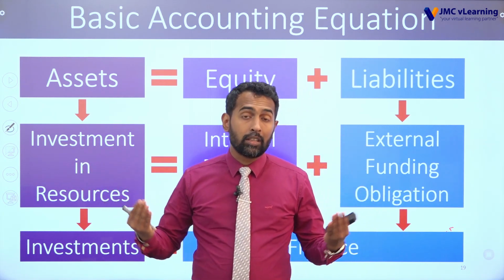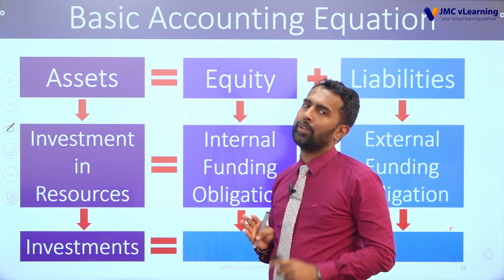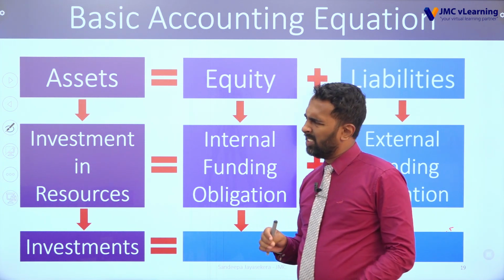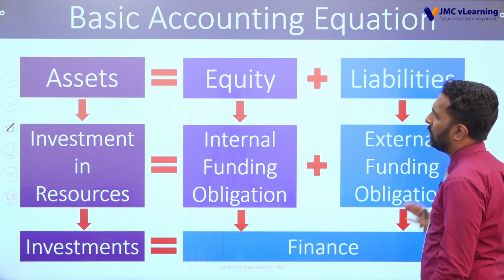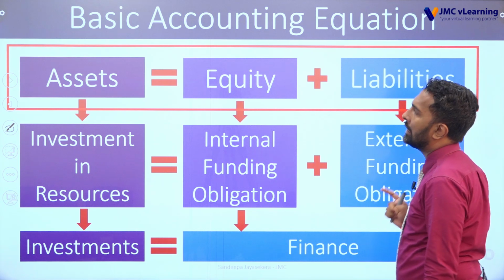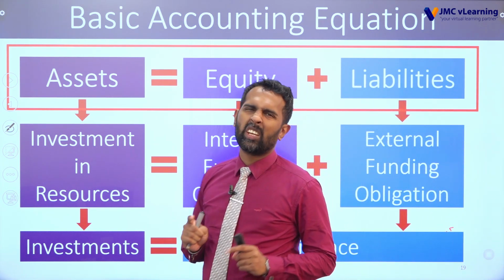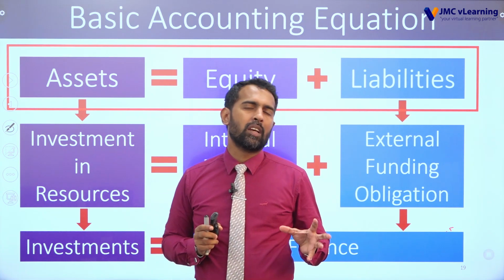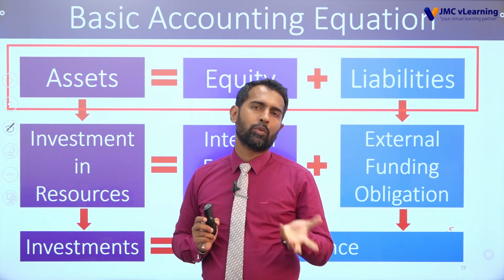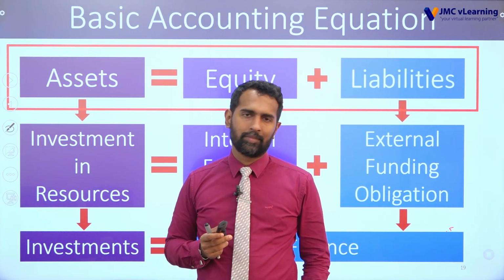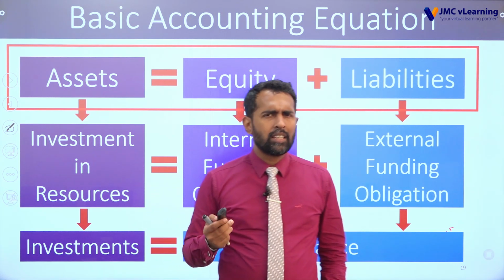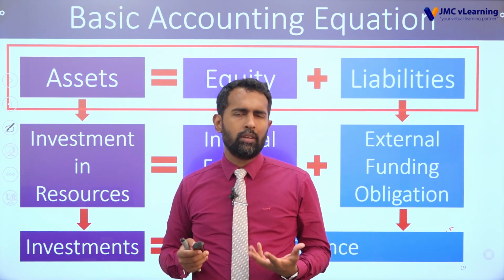Do you understand? That is how the basic accounting equation works. This is the base, this is the fundamental. So this is what we call the basic accounting equation, right? Assets equal to equity plus liabilities. In other words, financing obligation equal to investment in resources. Okay, right? Let us do a small question, right?